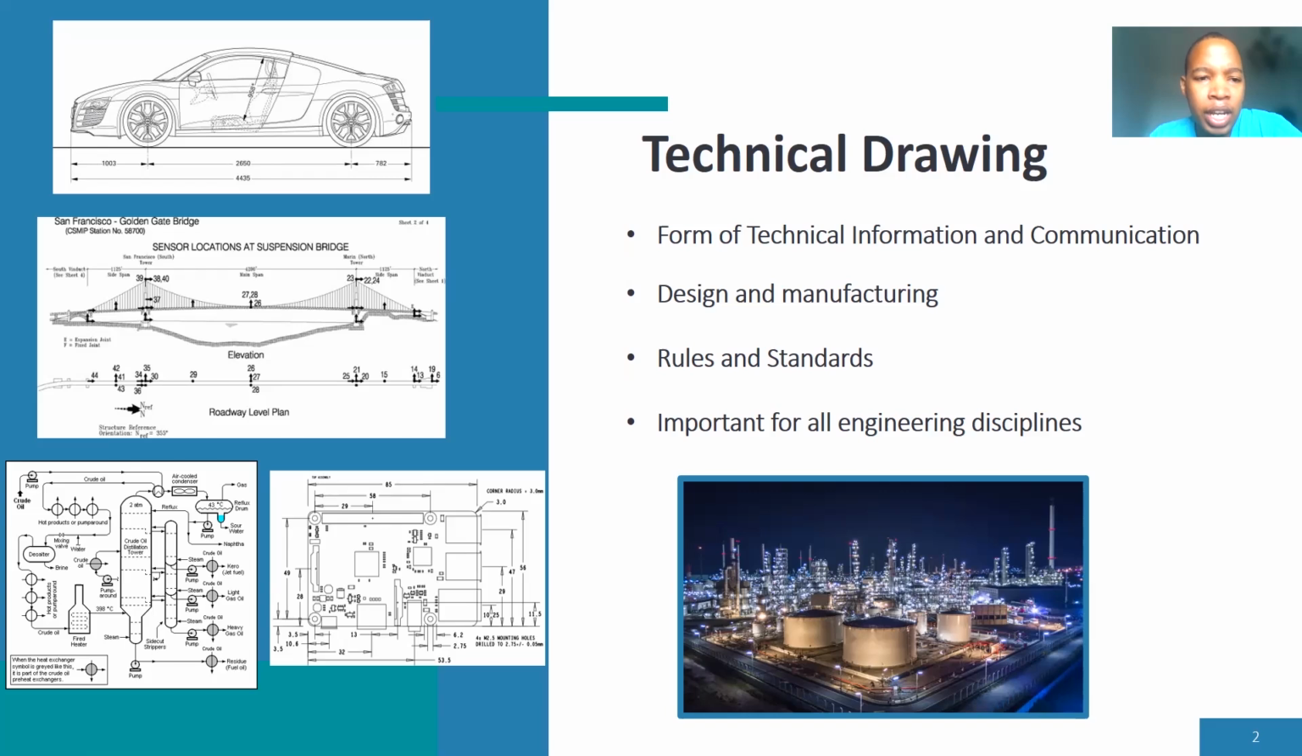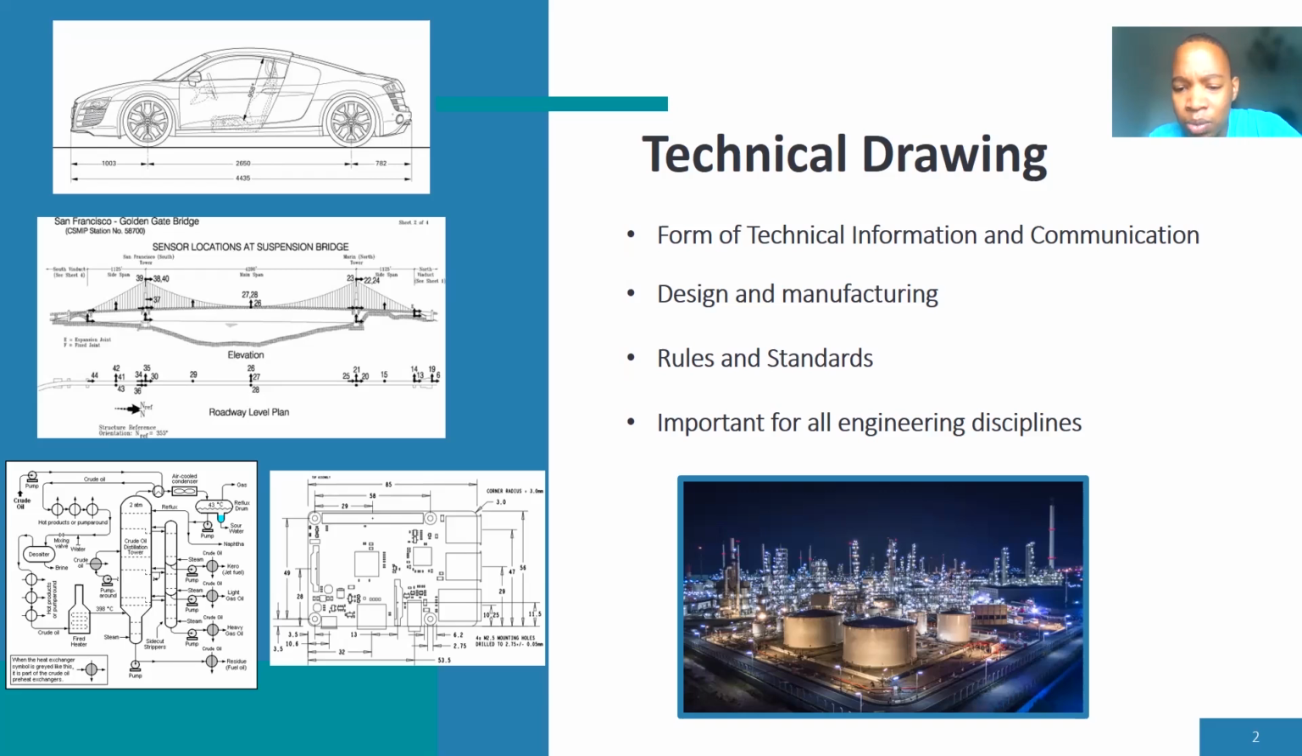Now, just like in any form of communication, there are rules and standards that need to be followed. The reason why there need to be rules and standards is to ensure that when a chemical engineer sees a mechanical drawing, they should be able to interpret what it means. It's to ensure interpretability and ease of communication across the fields. And technical drawing is important for all engineering disciplines.